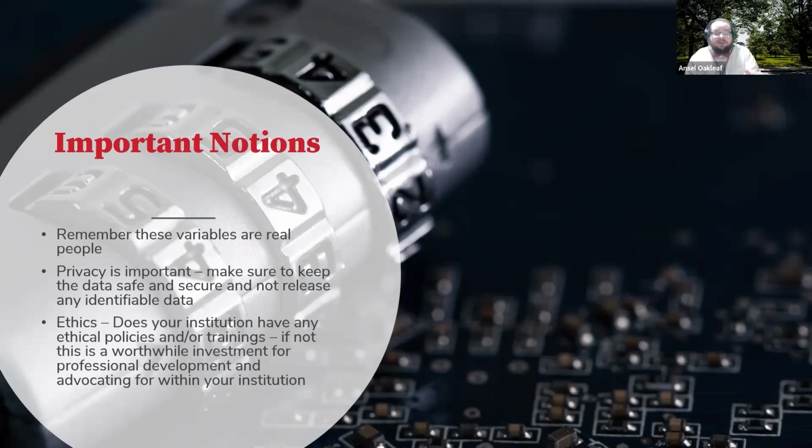But we also have to keep in mind that these represent real people and they have real lives that are impacted by the work that we do. Privacy. Privacy is so important. You have to make sure your data is kept safe, secure, and not to release any identifiable data outwards. Make sure that when you're reporting outwards, that if you have small numbers, you suppress those so that nobody can be identified.